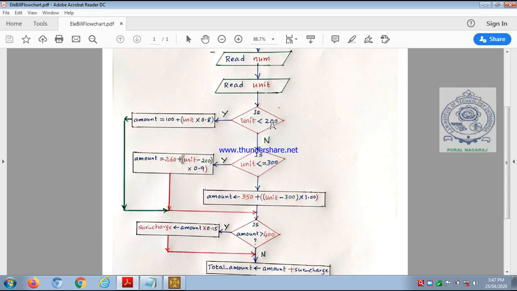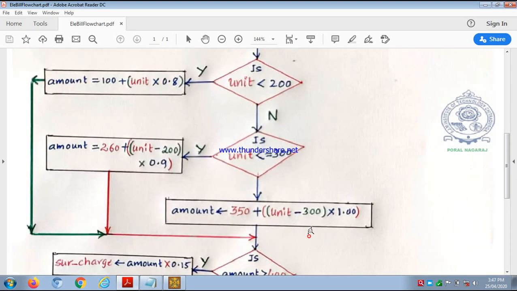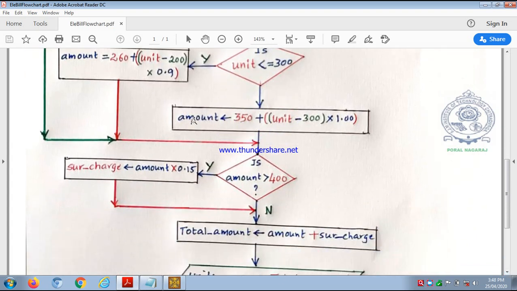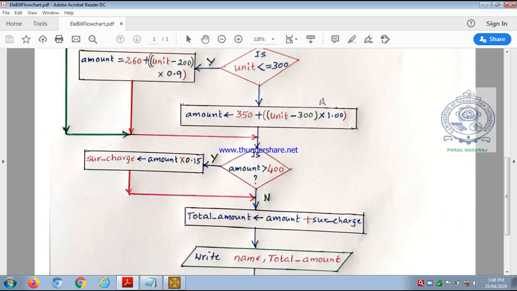No means what? So here, is unit less than 200? No. No means it is greater than 200. Is unit less than or equal to 300? No. No means it is obviously greater than 300. So if it is greater than 300, what we should do? We have to compute the amount as, for up to 300 units we have calculated it as 350 rupees. So this is 350 plus unit minus 300, that means above 300 whatever it comes, for that 1 rupee. Okay, so that is the amount.